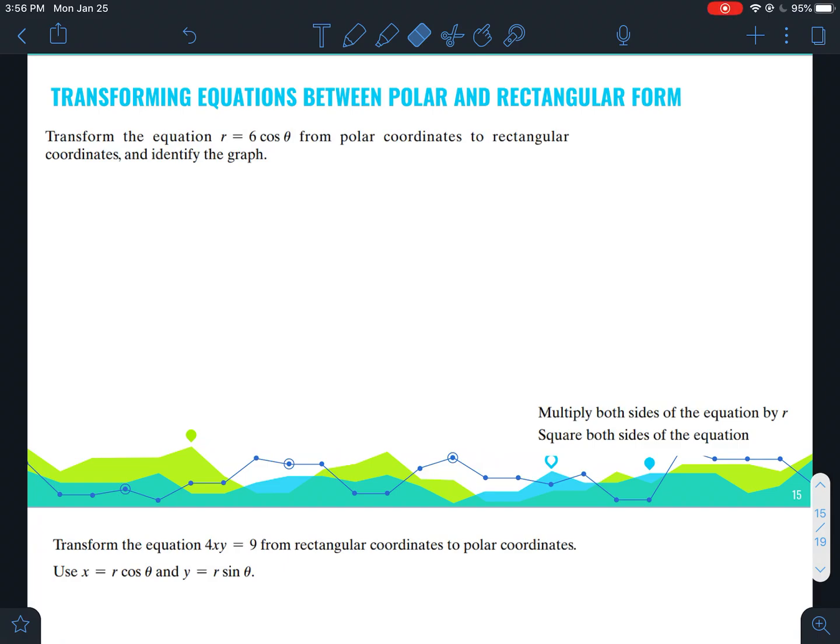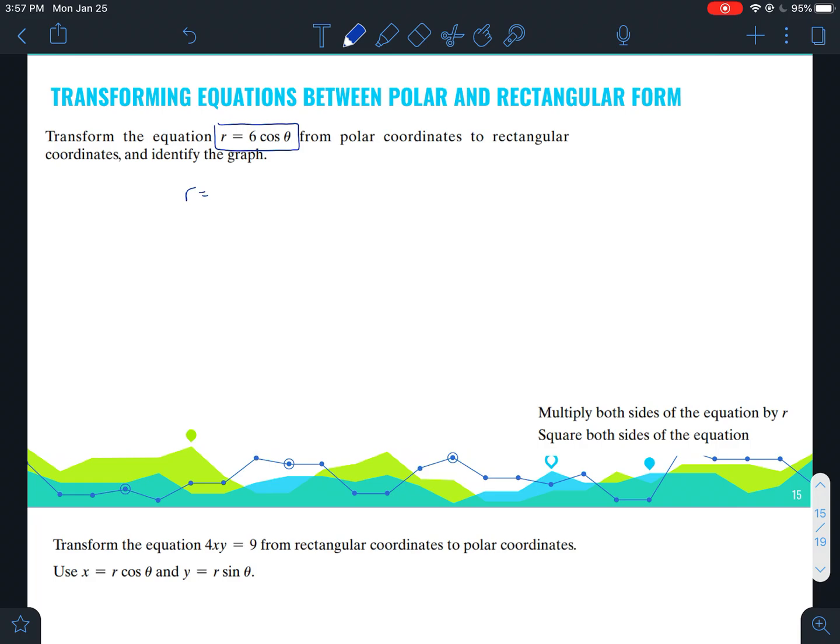All right, what if we want to transform a polar equation to a rectangular equation, or transform a rectangular equation to a polar equation? All right, let's start with polar to rectangular first. So let's say we are given the polar equation, r is equal to 6 cosine theta. And instead of a polar equation, we want to make that a rectangular equation.